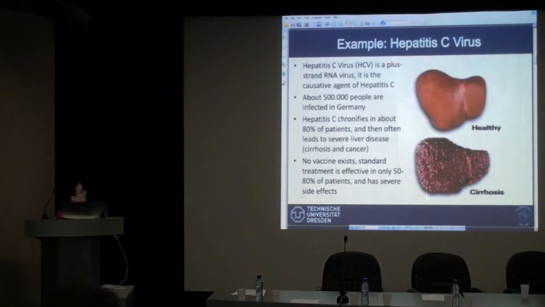Here, as I said, HCV is a plus-strand RNA virus, and it's the cause of hepatitis C. As I said, it can be silent for years and then chronifies, in about 80% of the patients, and then it becomes really severe and life-threatening. Liver cirrhosis and liver cancer can be a consequence. Currently there's no vaccine against HCV, and the standard treatment is effective in only 50 to 80% of the patients, and this treatment has severe side effects.